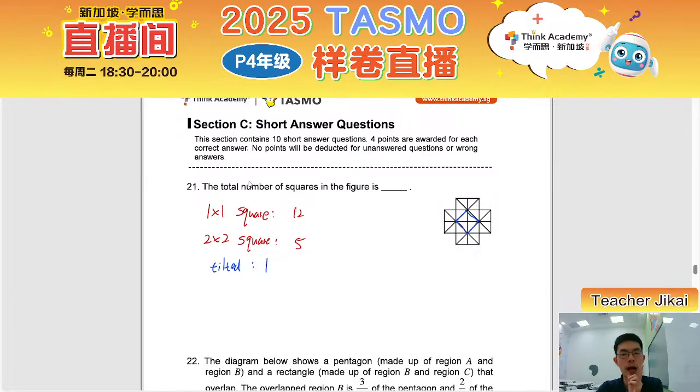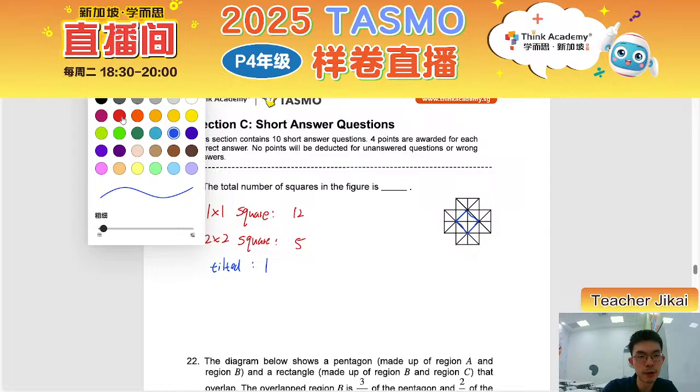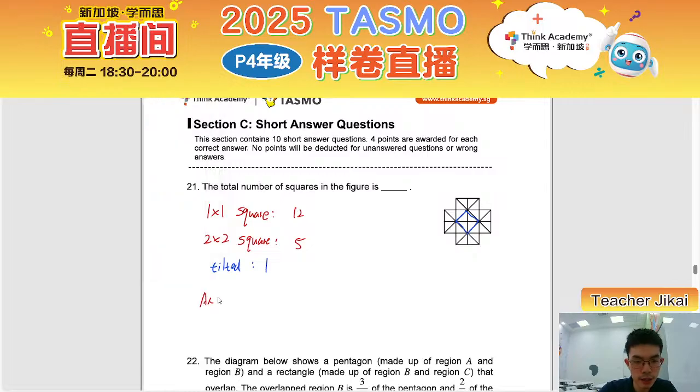This is something a lot of students will miss, right? So we know the total answer, right? The final answer is just 12 for the 1 times 1 squares, 5 for the 2 times 2 squares, and the last tilted one in the middle. So it is 18. Yeah, we have 18 squares here. Alright.